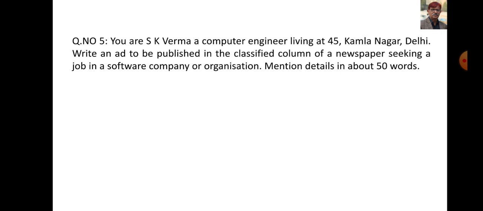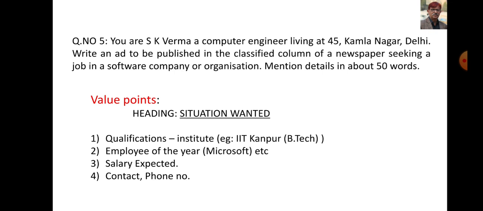Right? Now, the most important aspect here is that the person should have excellent qualification and some specific qualities. Of course, only then you are expected that a company would contact you. The value points here, in this case: situation wanted. As I told you, situation vacant when a company or organization requires a candidate. Situation vacant is the best one. And in this case, when a person is seeking a job, situation wanted is the best heading. Okay. Now, you have to talk about qualification.